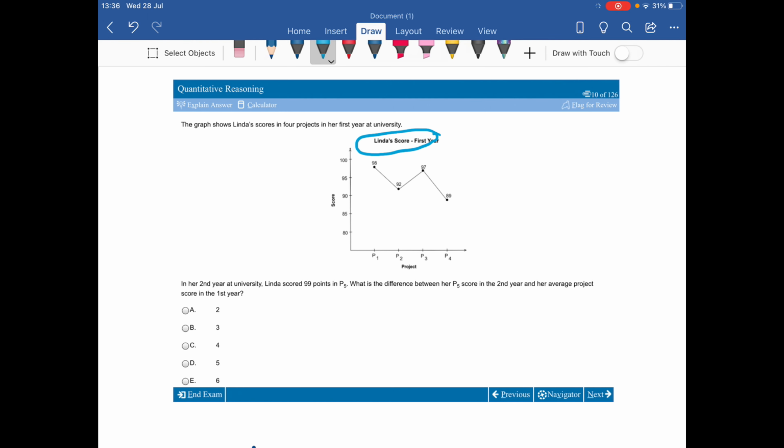So do be careful. Okay, so in P5, she scored 99 points. However, what's the difference between her P5 score in second year, which is already 99 points, as they've already told us, and her average project score in first year? So the second piece of information is what we need to find out. That's actually what we don't know.